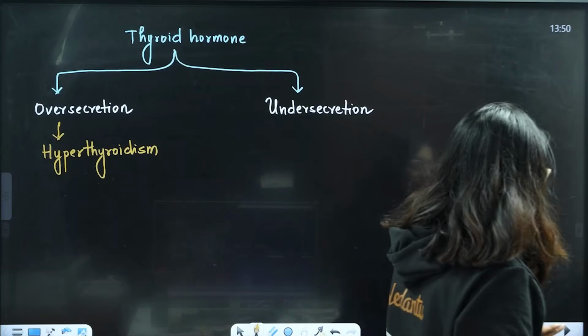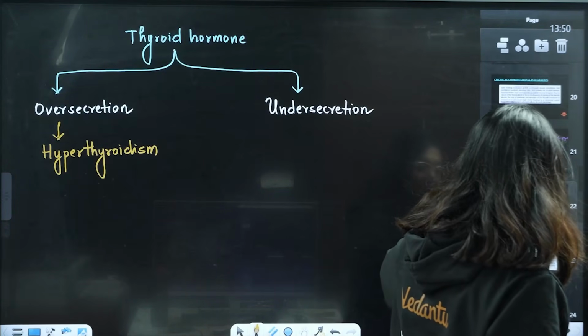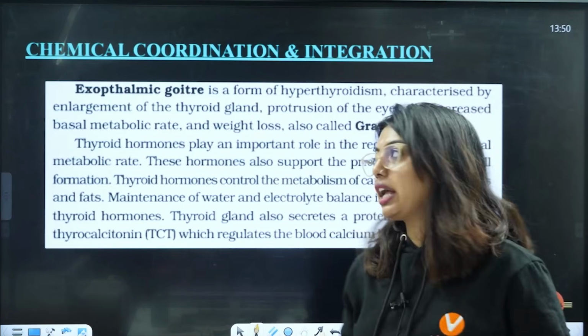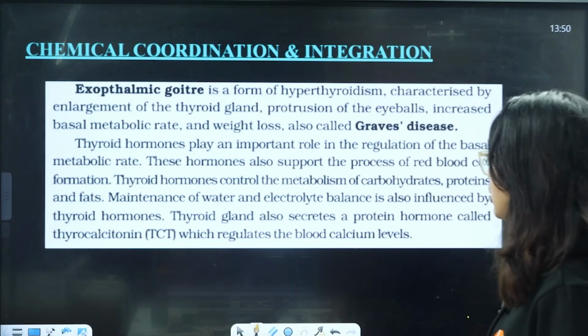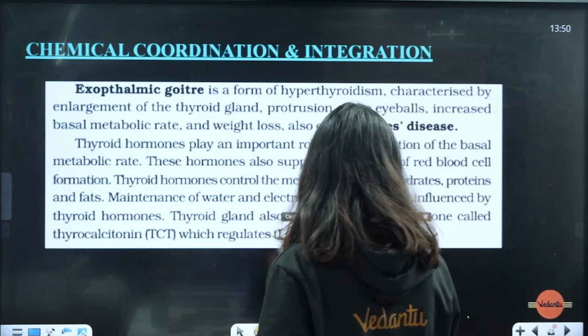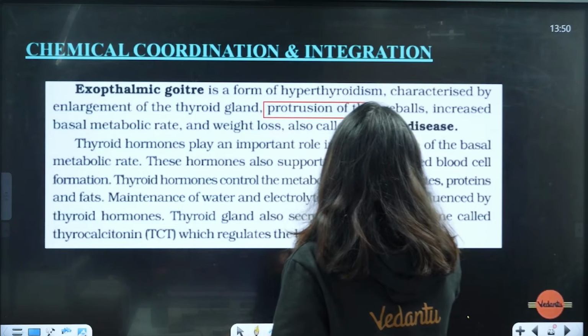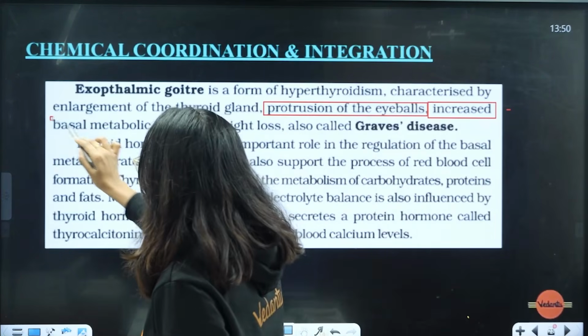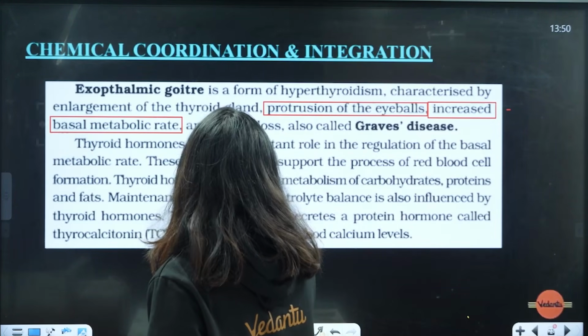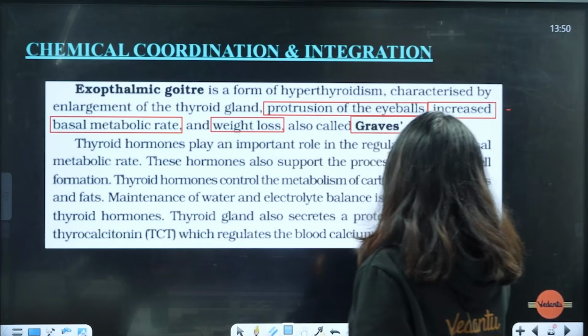Okay, here you can see, you'll be like, ma'am, I did not see it in NCERT. Yeah, see, look here. Exophthalmic goiter is a form of hyperthyroidism characterized by the enlargement of thyroid gland, protrusion of the eyeballs, increased basal metabolic rate, and weight loss, and is called Graves' disease.